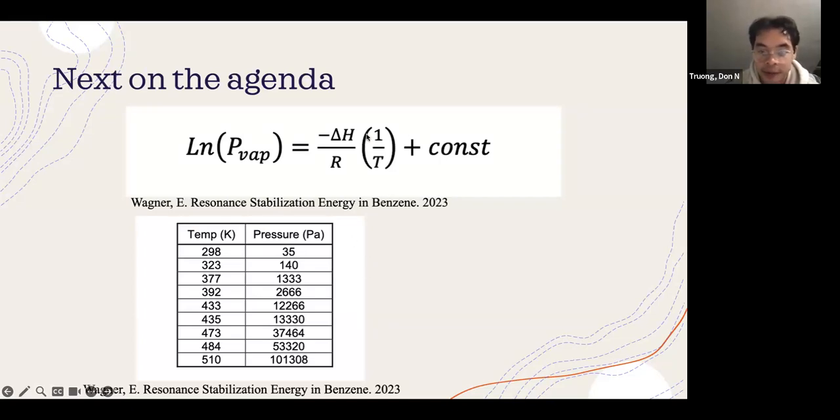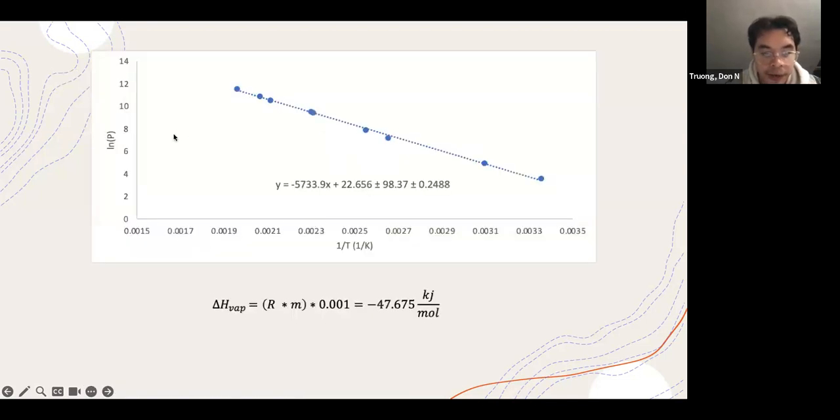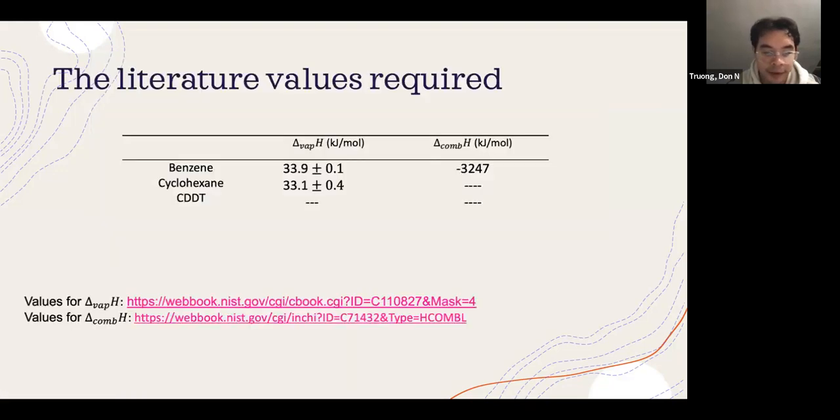And so this is very analogous to y equals mx plus b. So we're able to plot these values using the natural log of pressure over 1 over T, and we're able to find a slope, right? And since it's analogous to y equals mx plus b, all we do is multiply the slope value by the gas constant R and times 0.001 to get our value in kilojoules per mole to keep the units consistent. And it's negative 47.675. And then the literature values were obtained through NIST, and these were the values that we were able to find.